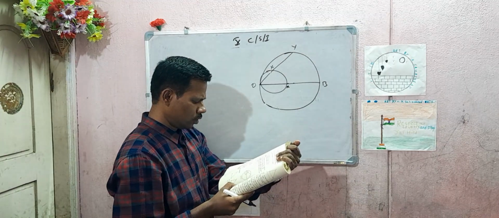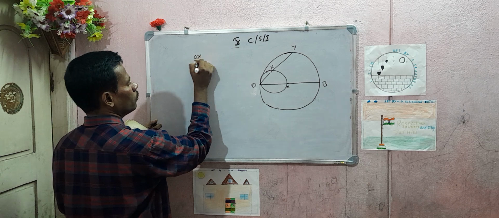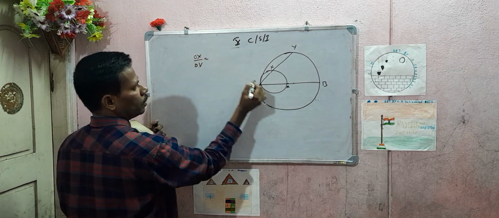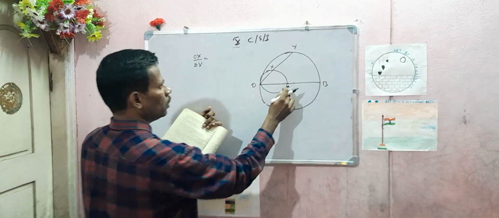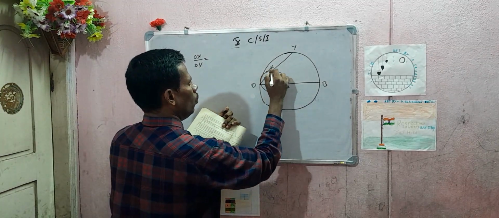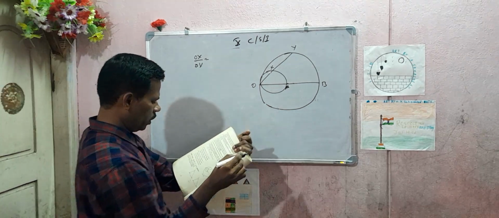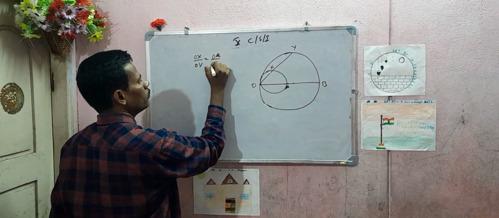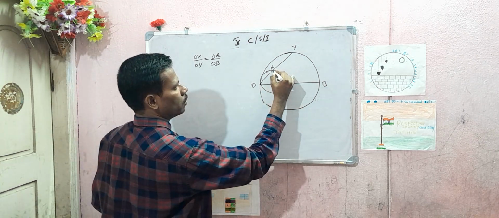what you have to prove? Prove that OX by OY is equal to OA by OB. What you have to do is join this.